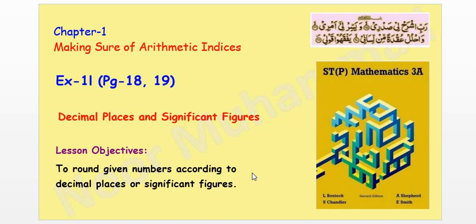This is my second video for the exercise, and in this video I will explain how we can round numbers according to significant figures. In my previous video I explained how we can round numbers according to decimal places. Now I will explain how we can round numbers according to significant figures.